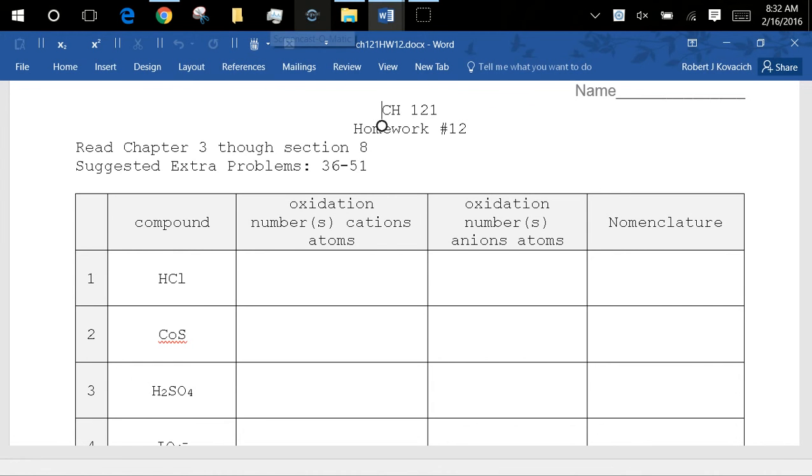Okay, let's go and take out this homework. So oxidation numbers and cations, and for the anions, and then the nomenclature for this. So who's the cation? What's its charge, and tell me why.